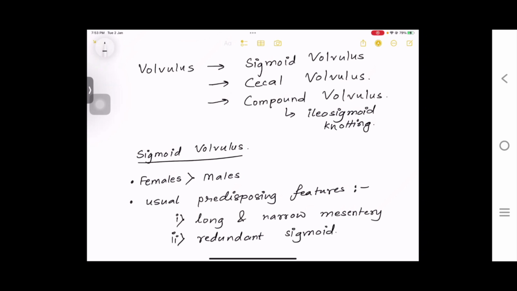These three are the predisposing factors which can lead to the formation of volvulus: long and narrow mesentery, redundant sigmoid, and third is the sigmoid that is loaded with fecal matter.